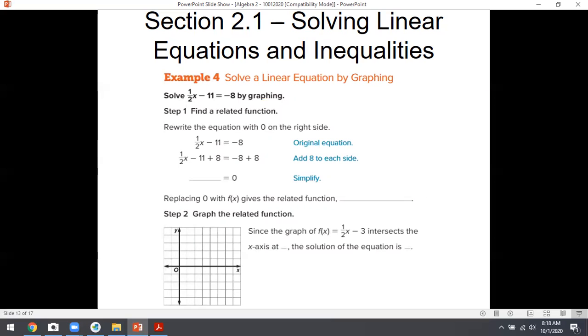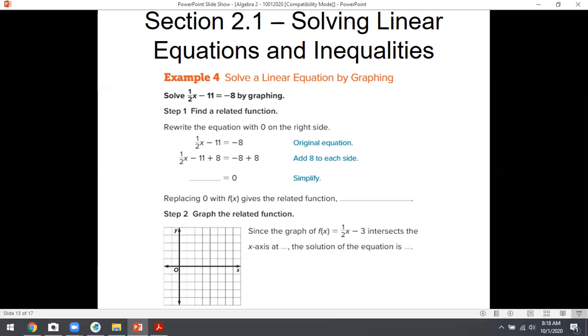This is not a graph. This is just straight up an equation. It says negative half x minus 11 equals negative 8. I don't see any y equals. How am I going to graph? I can't graph this thing. It doesn't say y equals anything. So how do I graph it?